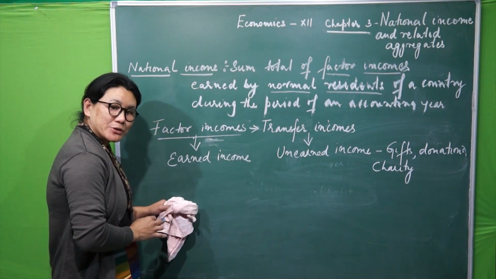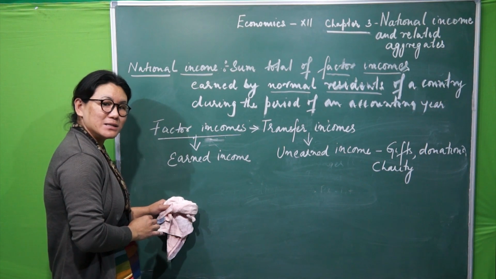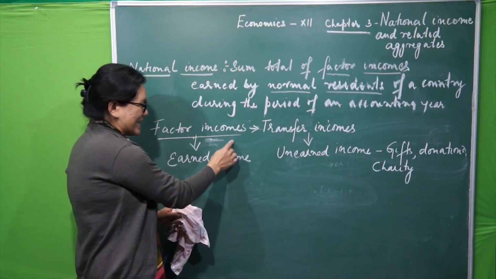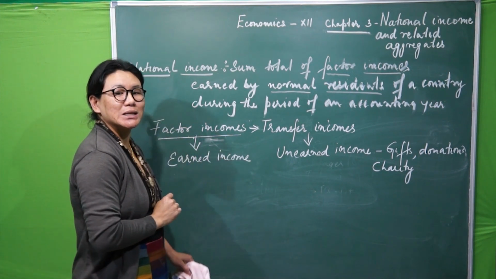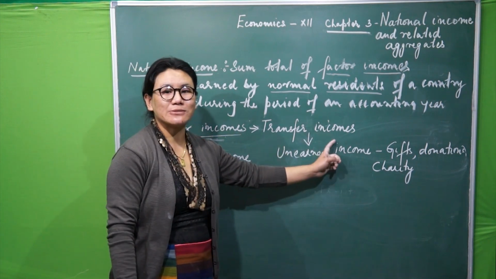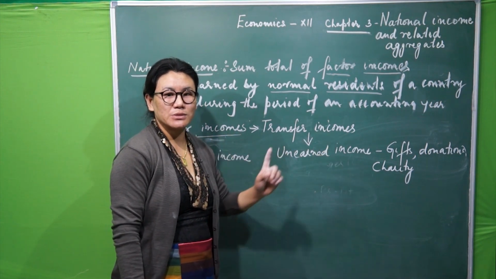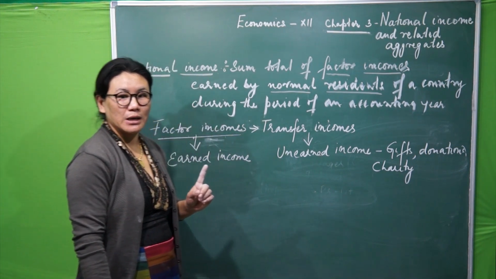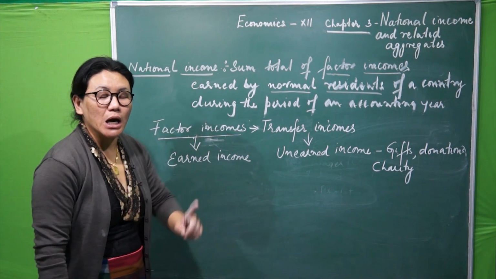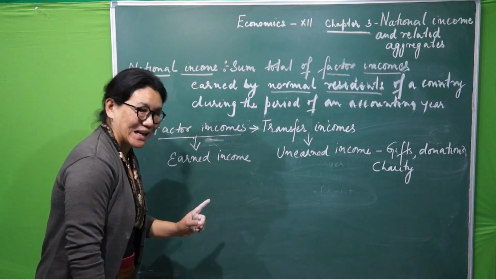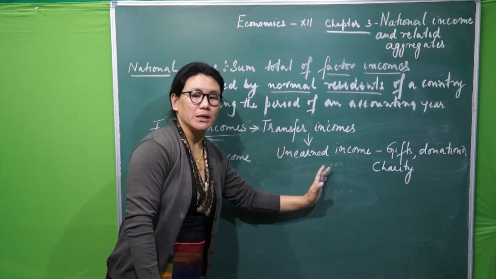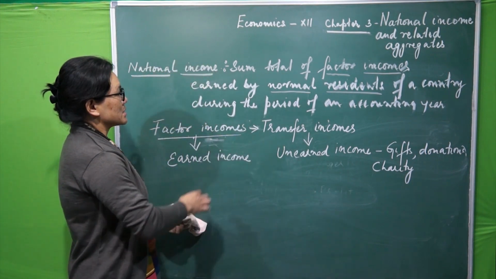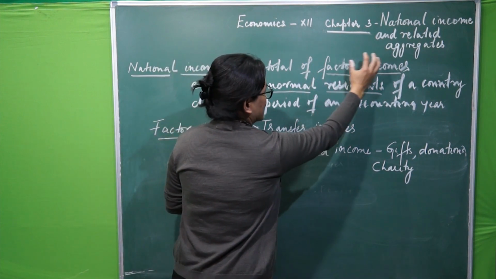Now, in the estimation of national income, only factor incomes are taken into consideration, not the transfer incomes. This is one very important observation that you have to make note of. In national income estimation, only earned income will be included, whereas unearned income will not be included. So this is a description of factor incomes.